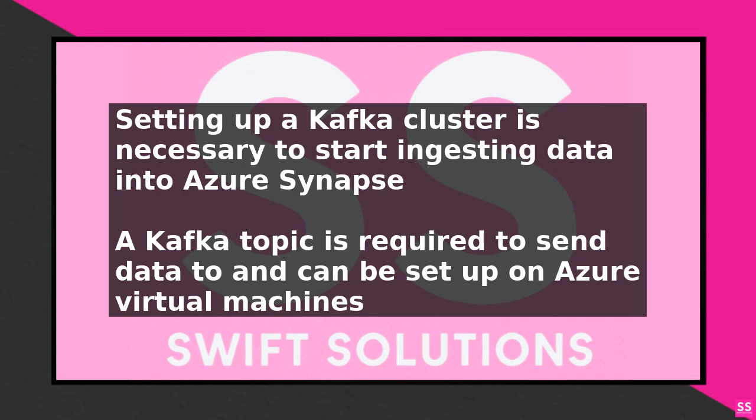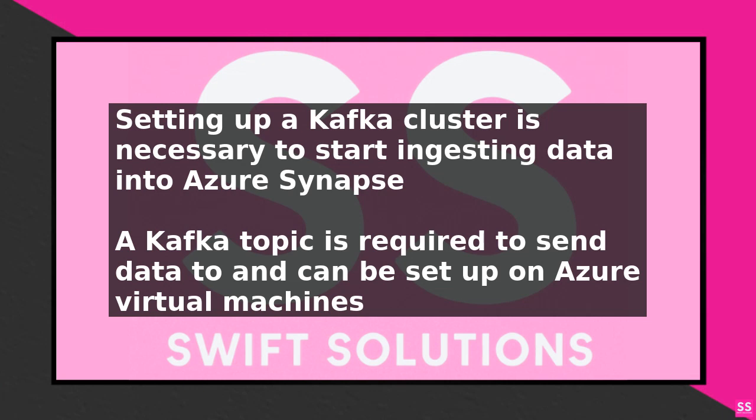Step 3. Creating a linked service. To connect to your Kafka cluster from Azure Synapse, you need to create a linked service. A linked service is a connection to an external data source, in this case Kafka. You need to provide the Kafka Bootstrap server URL and the topic name you want to ingest data from.